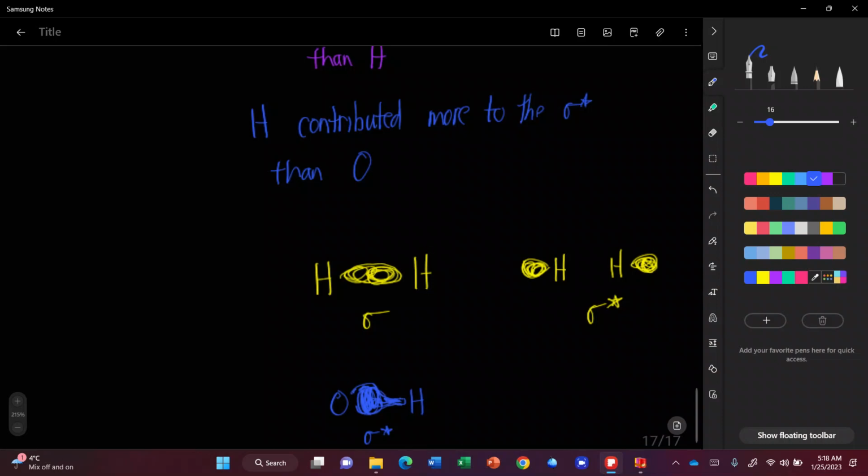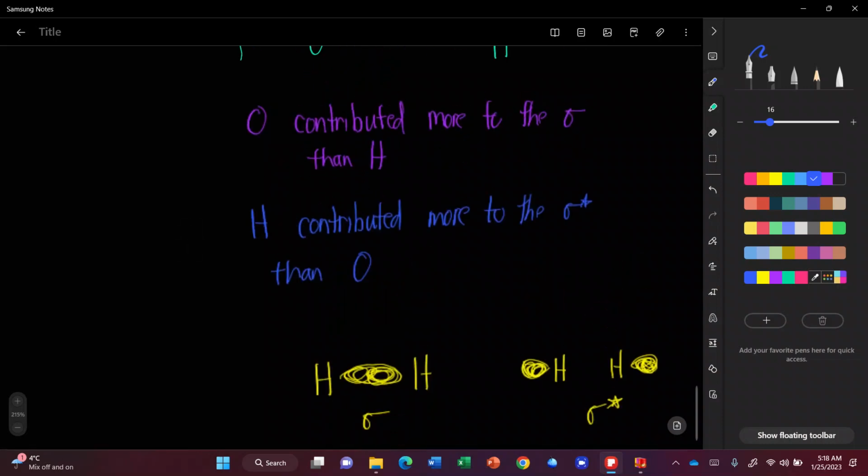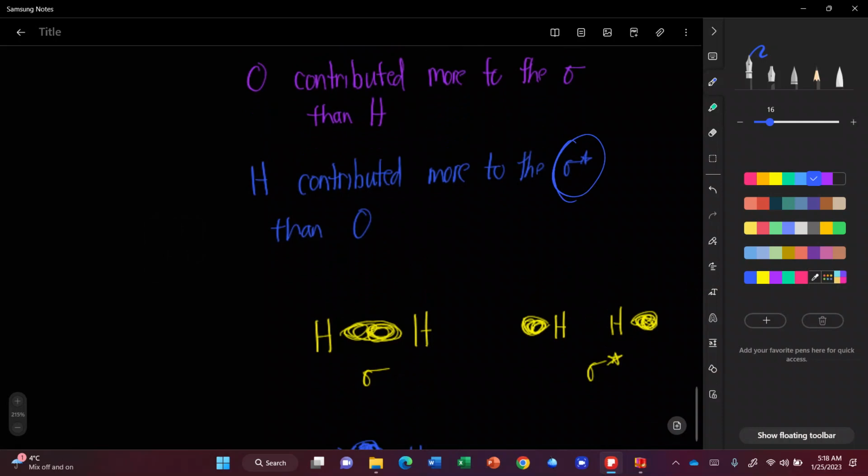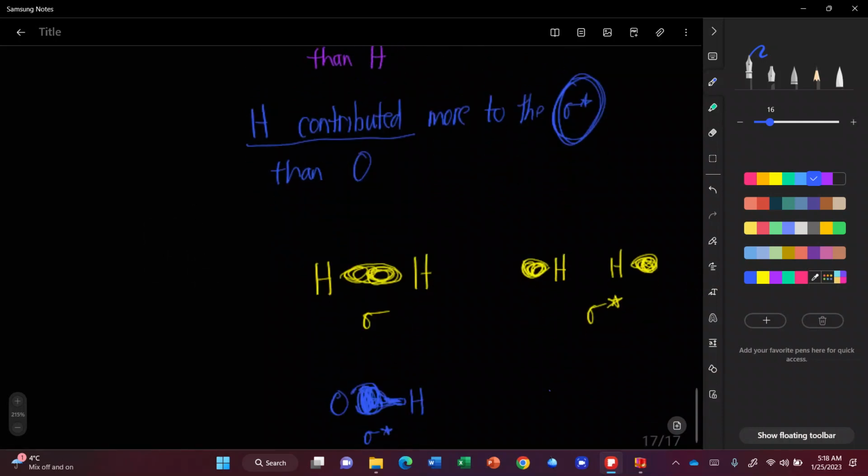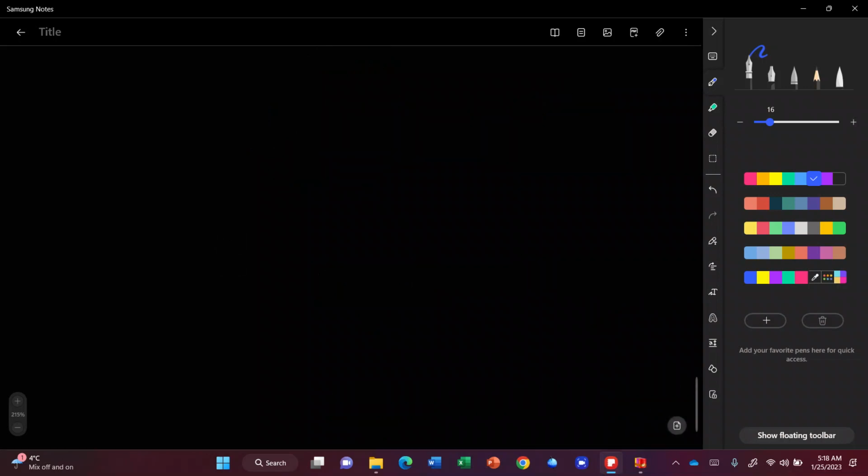So it's going to look like that. And the sigma star orbital, because we said that in the sigma star, the H contributed more. What that means is that the lobe of the sigma star will be small on the oxygen, but very, very large on the hydrogen. And this becomes extremely, extremely important. Actually, I'm going to give you an example of when this becomes extremely important.